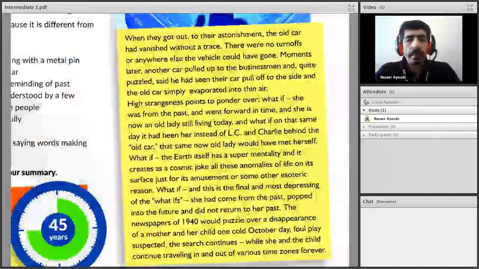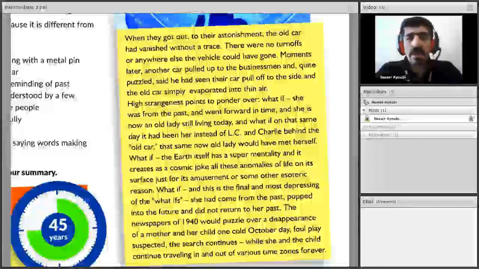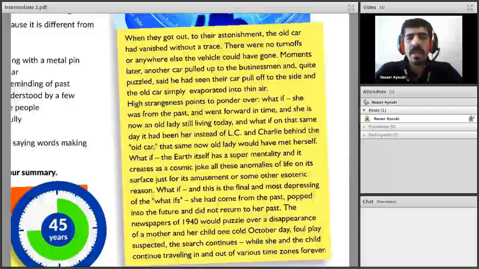When they got out, to their astonishment, the old car had vanished without a trace. When they got out, it was so astonishing for them to see that the old car had disappeared without a trace. There were no turnoffs or anywhere else the vehicle could have gone. There were no exit roads or anywhere on the road that the vehicle could have gone.